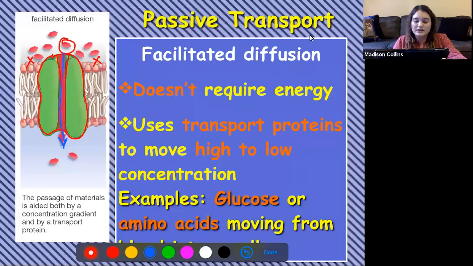So again, facilitated diffusion does not require energy. It uses transport proteins to move those molecules from high to low concentration. And an example of this is glucose or amino acids moving from the blood into the cell.